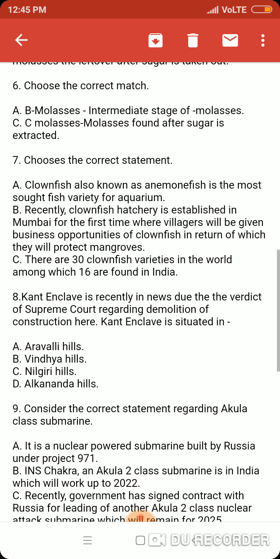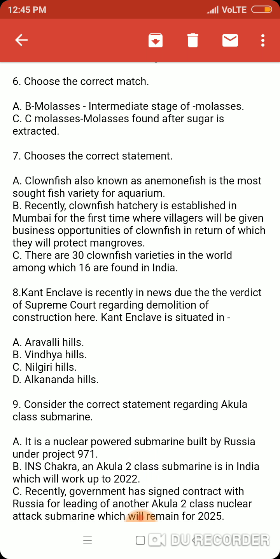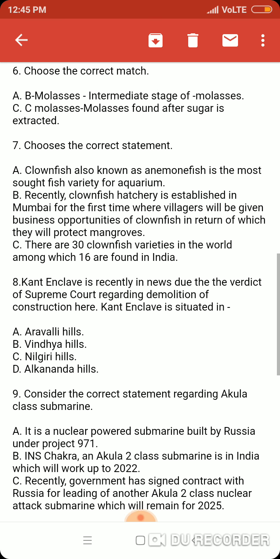Correct. Question number 6, choose the correct match. B molasses, intermediate stage of molasses. Correct. Option B, it is option B. C molasses, molasses found after sugar is extracted. Correct. C molasses is the leftover, the last stage when everything is taken out from the sugarcane, meaning sugar has been finally produced, then the leftover that remains is called C molasses.